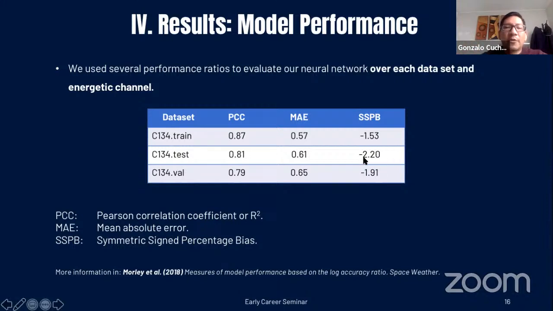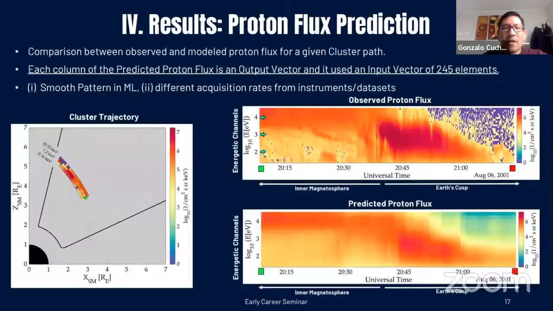In this case, this -2 indicates that our model tends to underestimate the real values. Now I'm going to show you some results of proton flux prediction. In this case, we can observe the proton flux acquired by Cluster when it was in this position. I'm using a similar format to the one I showed you in my previous slides. And here is the predicted proton flux.